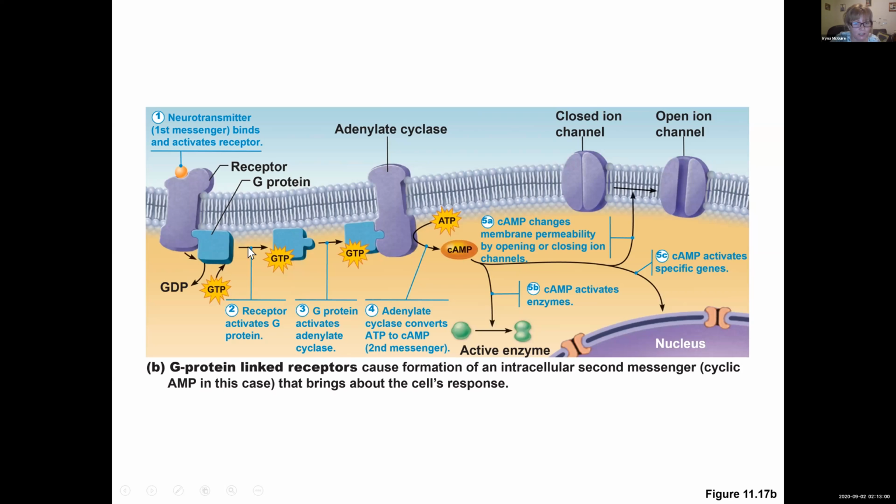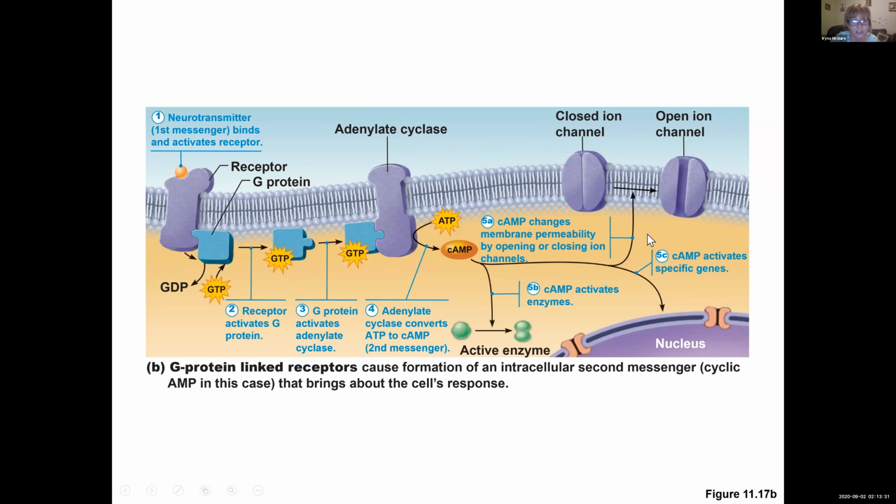Now the G protein is active, so it starts moving along the cell membrane and activates another protein. This is an enzyme called adenylate cyclase. This enzyme is going to convert ATP into cAMP. So it's a molecule that is made from ATP, and cAMP is called the second messenger.